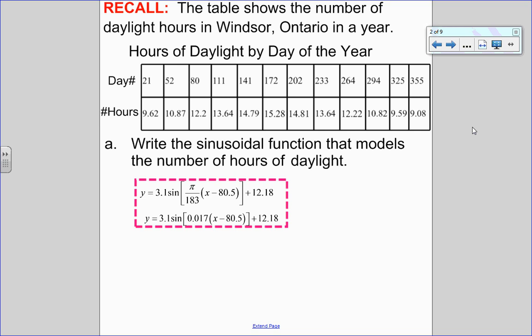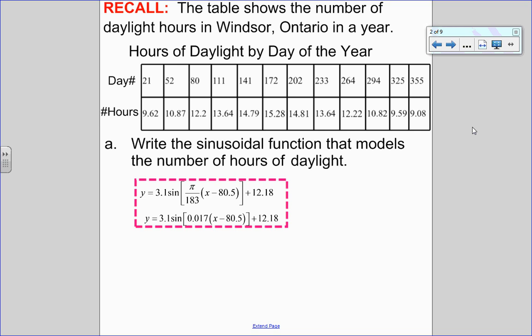Hello Matthews, Gatos here. In this video I'm going to show you that shortcut to doing a sine regression equation on your graphing calculator. So I'm going to take you back to the example that we did in section 5.4, the hours of daylight by day of the year.